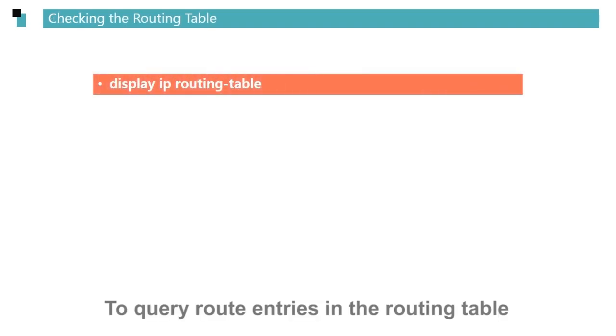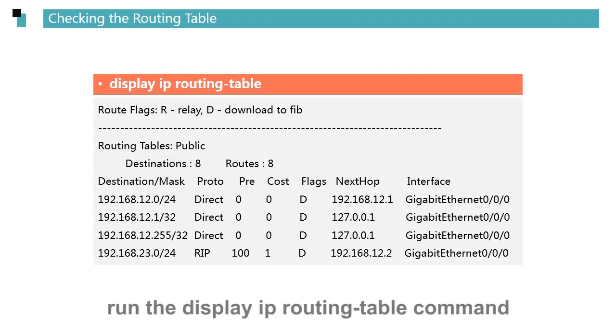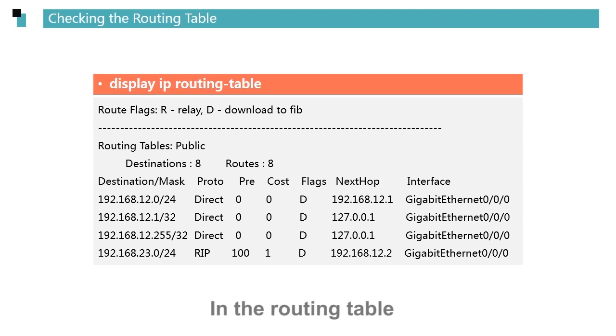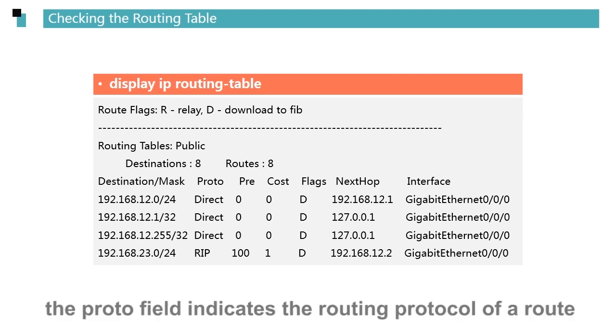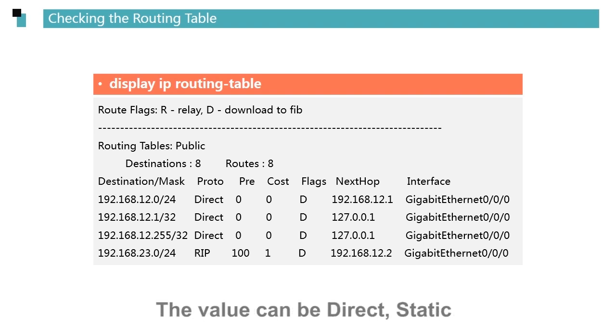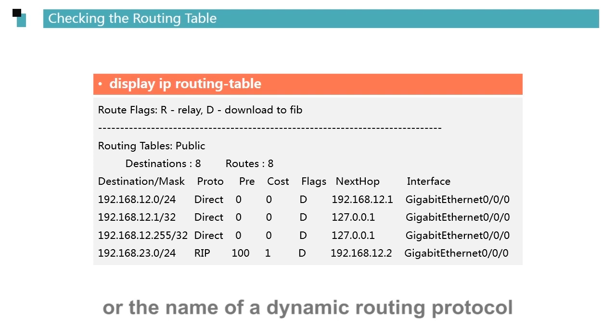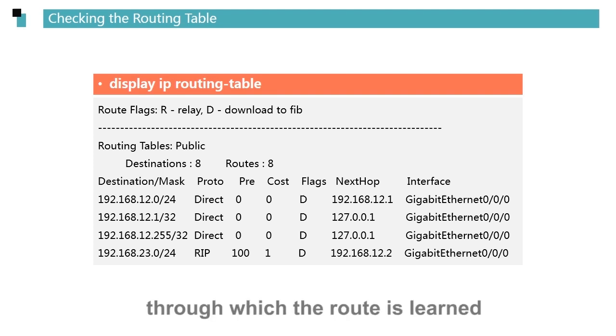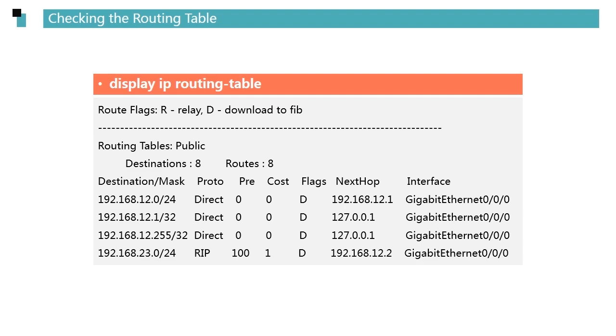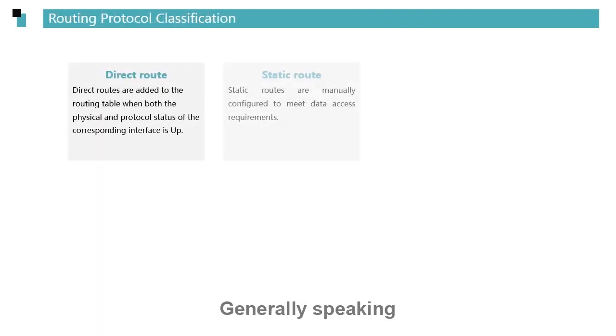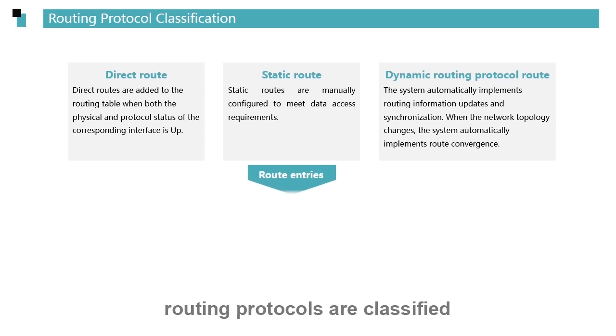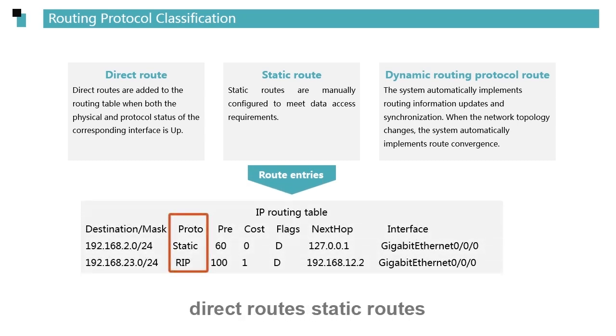To query route entries in the routing table, run the display ip routing-table command. In a routing table, the proto field indicates the routing protocol of a route. The value can be direct, static, or the name of a dynamic routing protocol through which the route is learned. Generally speaking, routes are classified into 3 types: direct routes, static routes, and dynamic routing protocols.